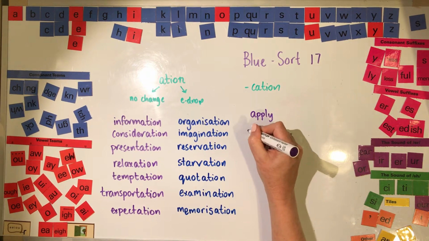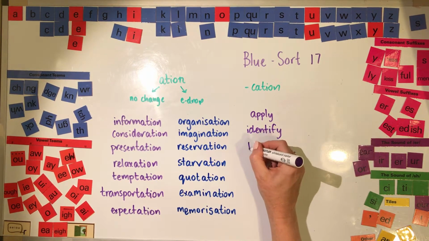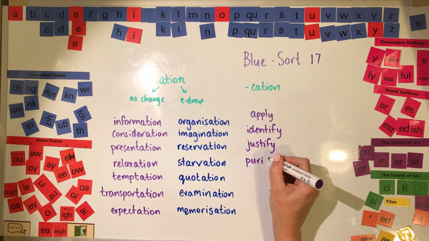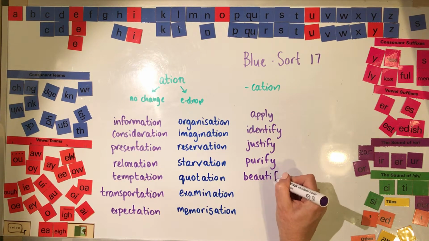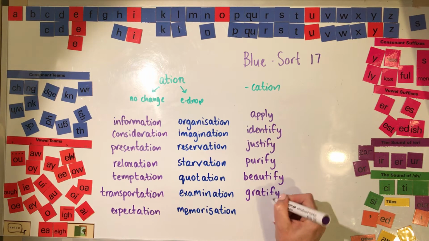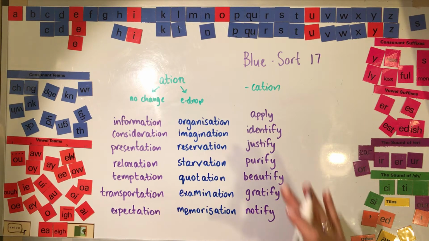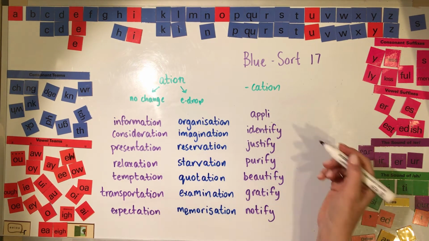So I'm going to write apply. I'm going to write identify, justify, purify, beautify, gratify, and notify. Notify. Okay, so there are base words. So do you remember what we have to do with the Y? The Y goes away and an I comes to stay, and then we add cation.